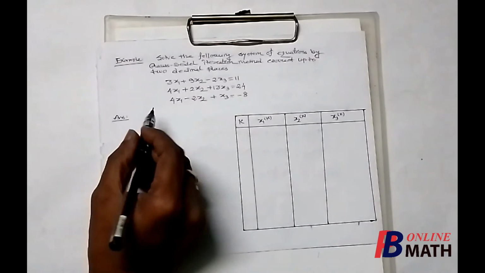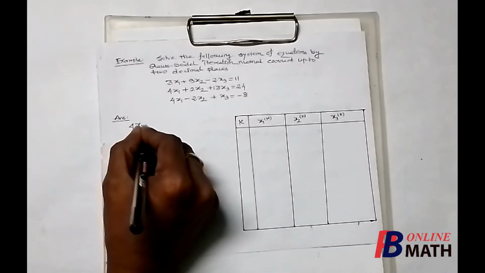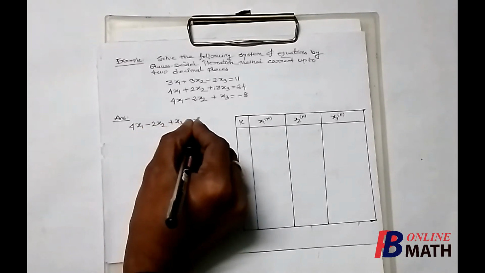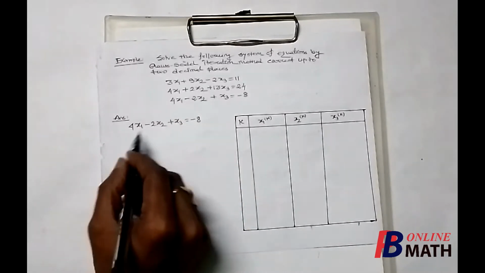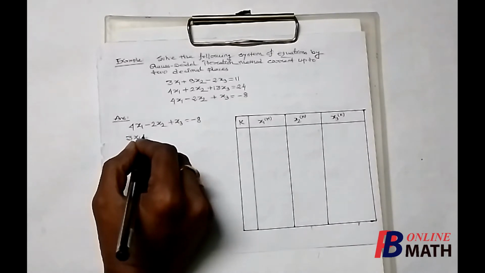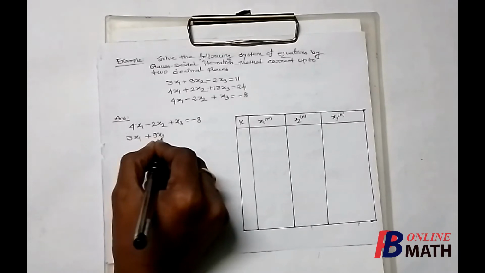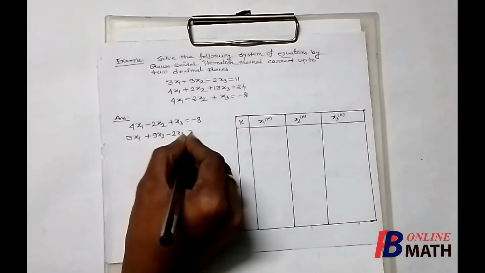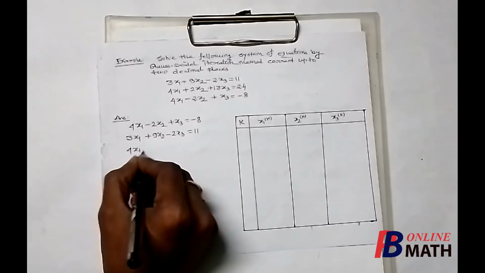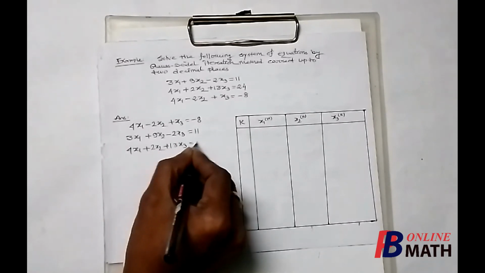We first consider this third equation, which is 4x1 minus 2x2 plus x3 equal to minus 8. Next we consider the first equation, which is 3x1 plus 9x2 minus 2x3 equal to 11. Now we consider the second equation, 4x1 plus 2x2 plus 13x3 equal to 24.